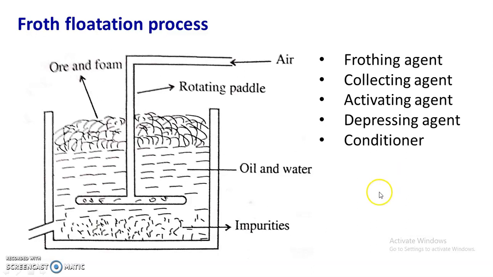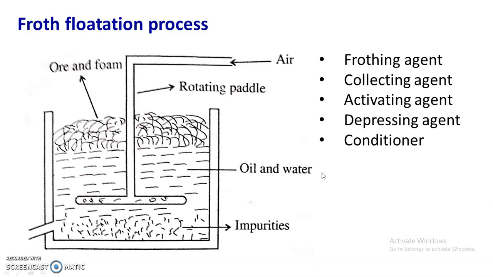And the last chemical added in the froth flotation process is the conditioner. The conditioner, or pH controlling agent, is added to control the pH. pH control is necessary as it is efficient for the separation of ore from the gangue particles. Especially sulfuric acid is added to lower the pH, and lime or soda is added to increase the pH of the mixture. So this is about the froth flotation process.